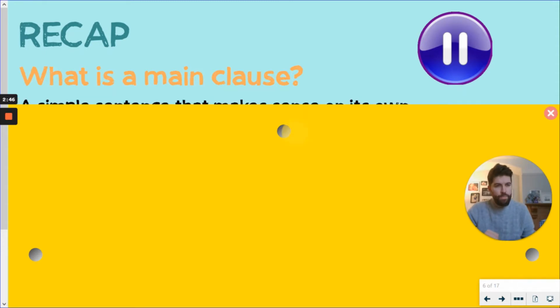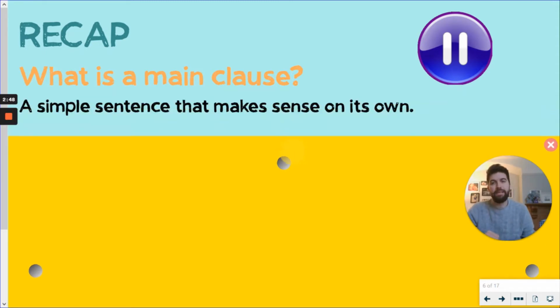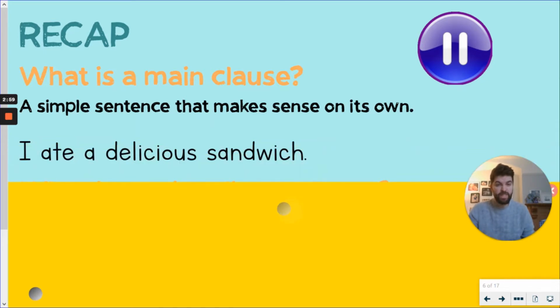Okay, so I'm hoping that you are thinking that a main clause is a simple sentence that makes sense on its own. It's that simple subject, verb, object sentence that makes sense on its own, and we can use it as a sentence. So for example, I ate a delicious sandwich. The verb here is ate. The subject of the sentence is I, me, and the object is the sandwich. It makes sense on its own, it's short and snappy, it's a main clause.